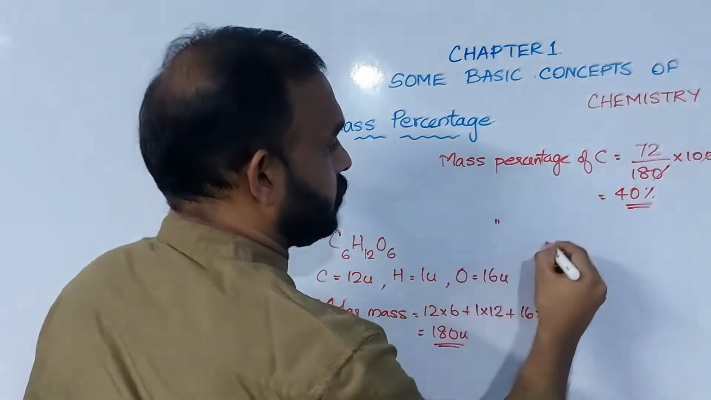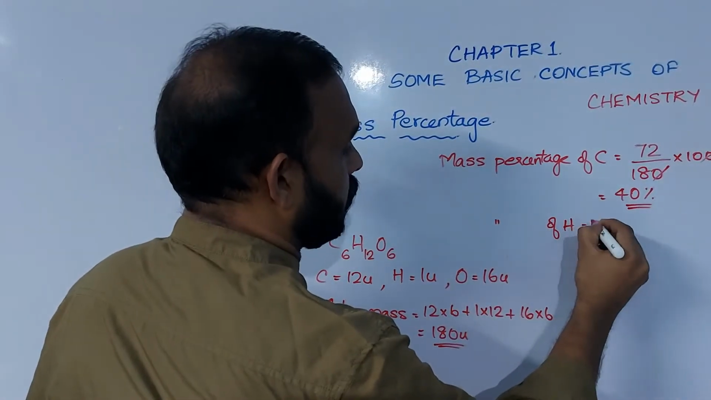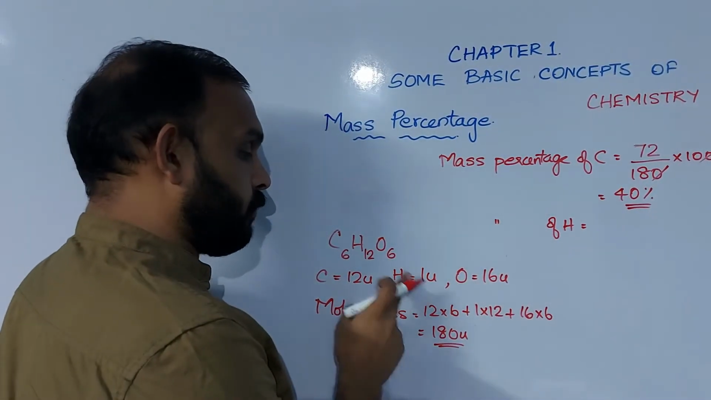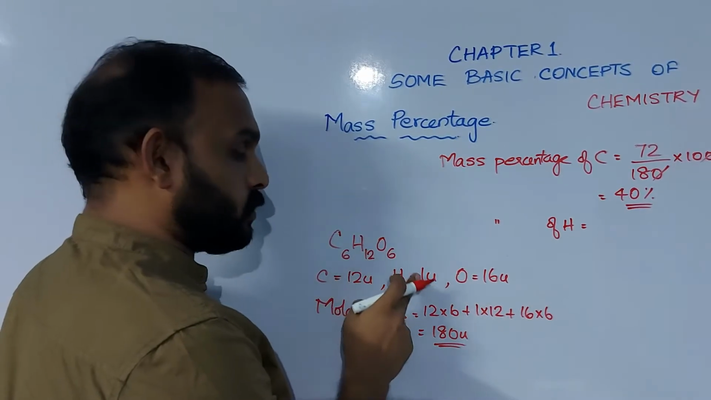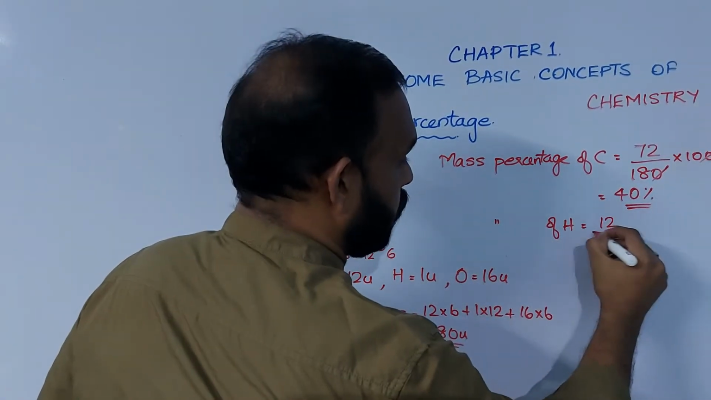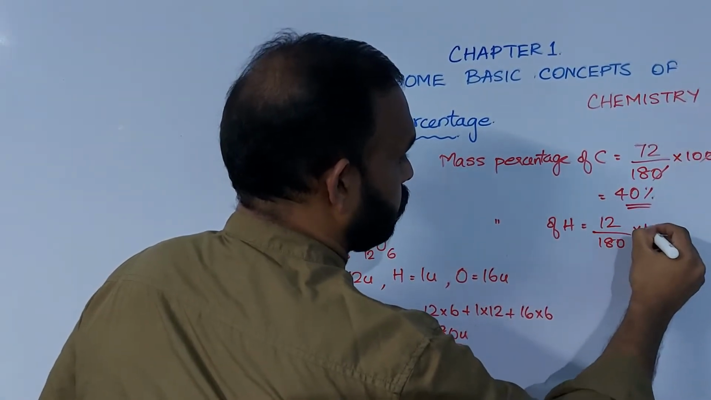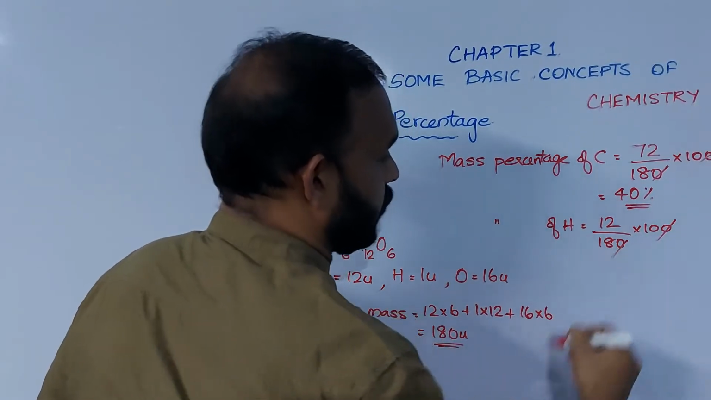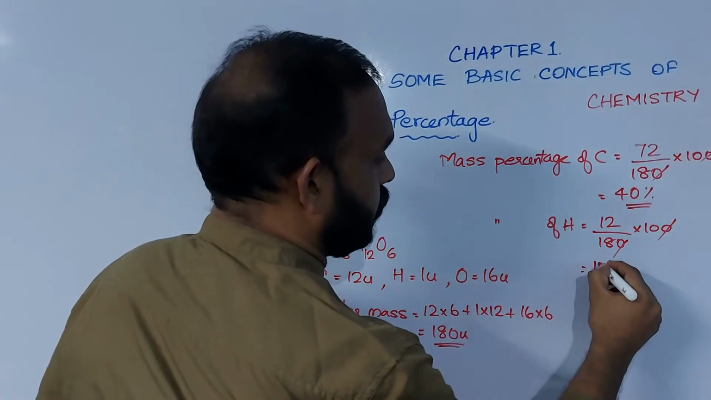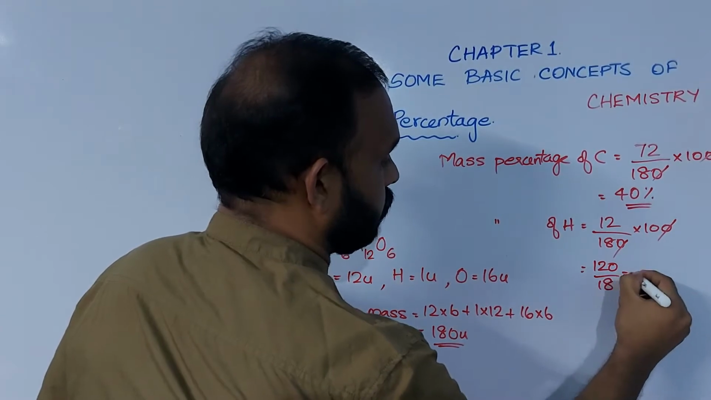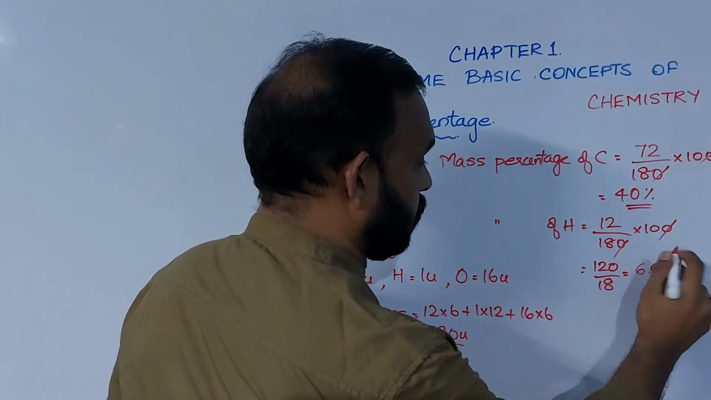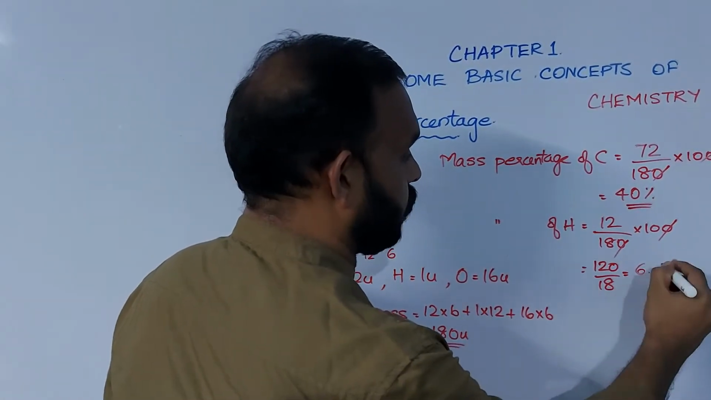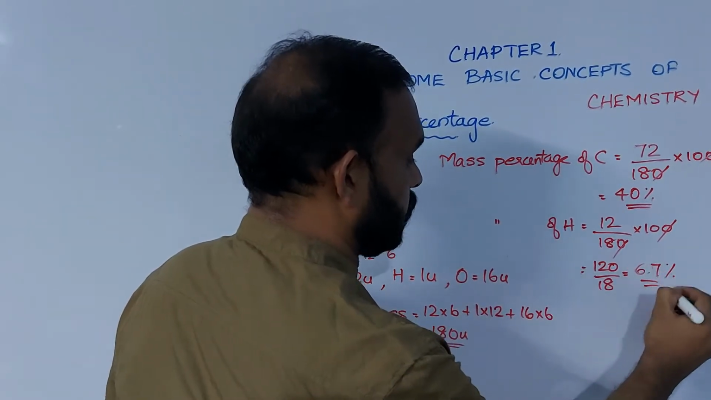Now in the same way, percentage of hydrogen. How much hydrogen? We have 12 hydrogen atoms. So 1 into 12 is 12 upon 180 into 100. Zeros can be cancelled. So 120 upon 18, we will get the answer as 6.67. So we can round it off as 6.7 percent.